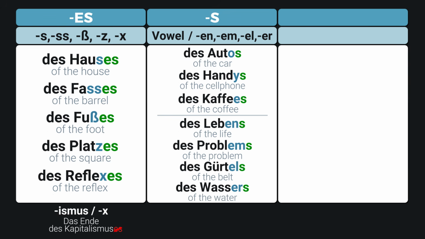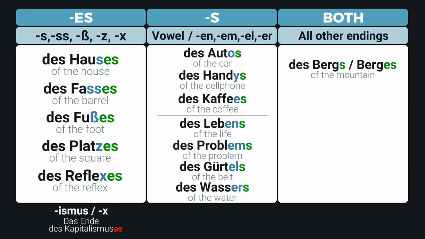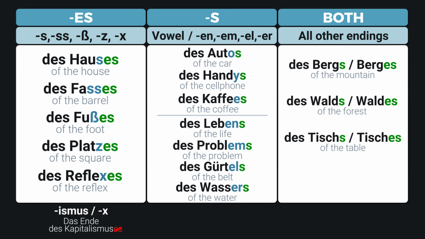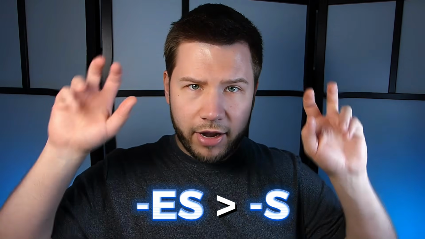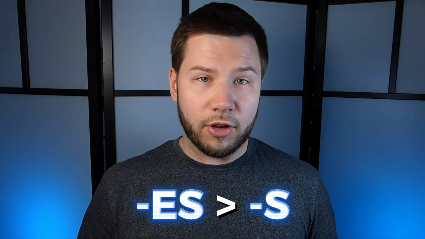And number 3 might be quite surprising for some learners, you can actually do both endings for almost all other nouns. Des Bergs or des Berges, des Walds or des Waldes, des Tischs or des Tisches, des Schiffs or des Schiffes. Keep in mind though that ES will always sound more formal and correct, and most Germans, if they use the genitive at all, will swallow the E in spoken language anyway.